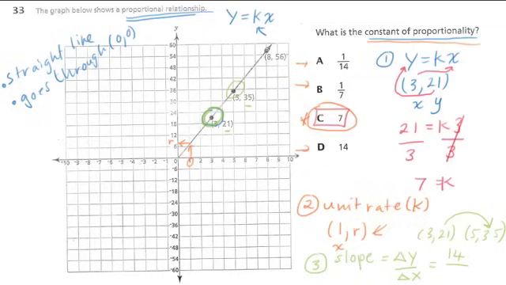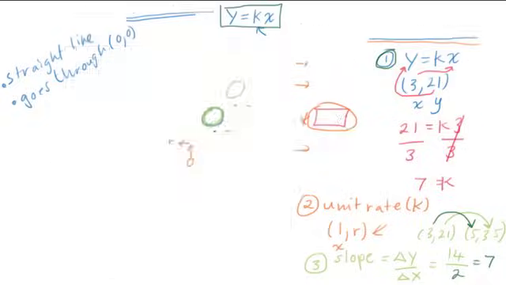Now the 3 turns into the 5 by adding 2. So the 3 goes to the 5 by adding 2, so we would put 2 on the bottom. In this case, 14 divided by 2 also gives us 7. So those are 3 methods. Probably the first method is the easiest and the most straightforward, as long as we remember that the graph shows a proportional relationship and that this applies. Okay, so that's question number 33.